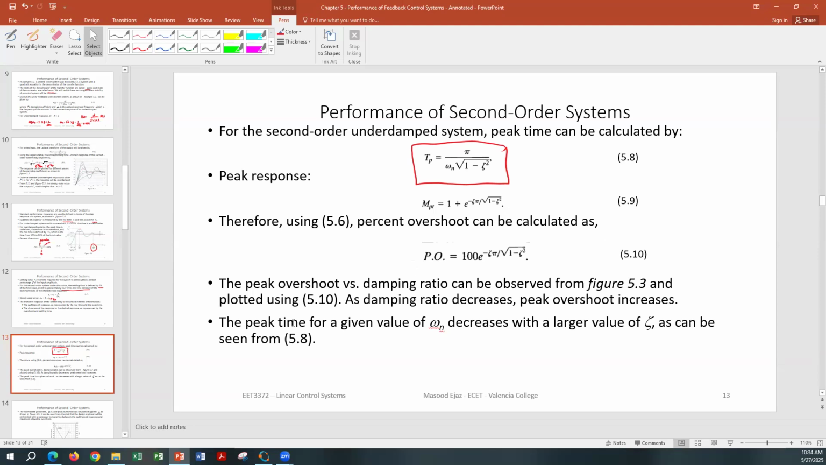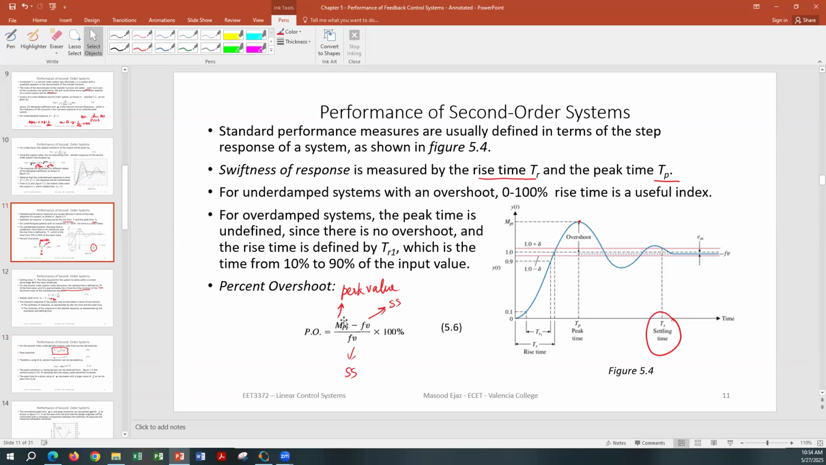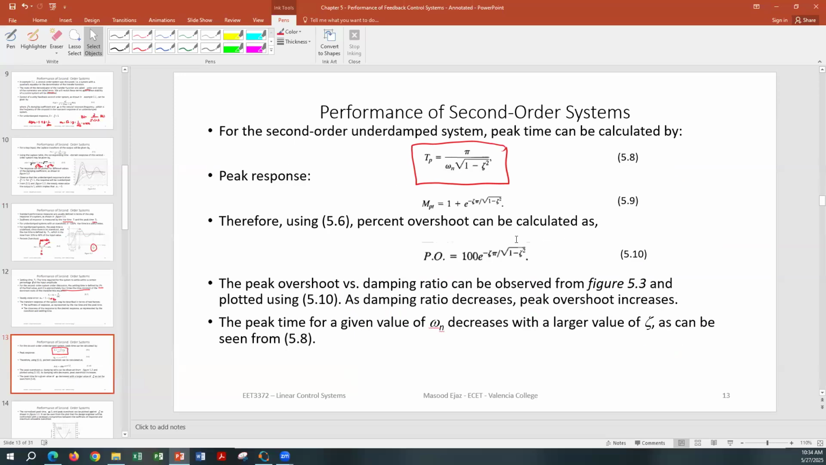And the peak overshoot, to calculate that, of course, we know the generic formula of peak overshoot is peak value minus the steady state value of the output divided by steady state. But if you derive it from the time domain expression, it comes out, in percentage, to be 100 times e to the power negative zeta pi over square root of 1 minus zeta square. So these expressions can be used to calculate those values and can be compared against the observed values from the plot.